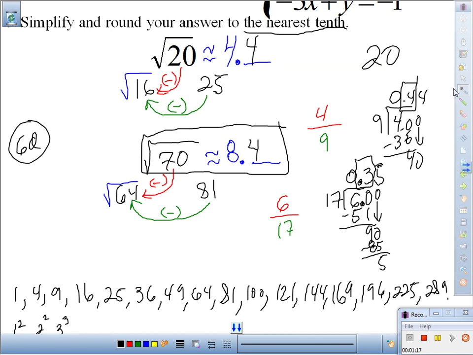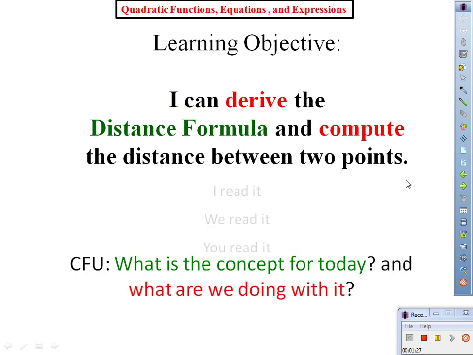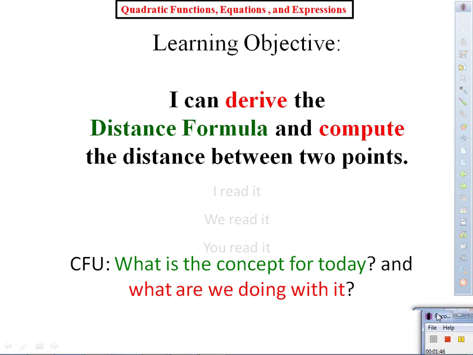Okay. All right. Our objective for today: I can derive the distance formula and compute the distance between 2 points.